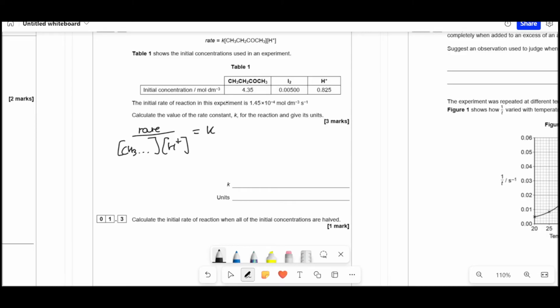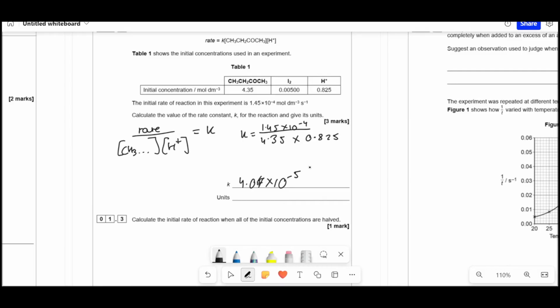So they've given you the concentrations. In order to work out k, it would be the initial rate, so 1.45 times 10 to the minus 4, divided by the CH3 compound concentration, 4.35, times the H+ concentration, which is 0.825. If we do that, 1.45 times 10 to the minus 4 over 4.35 times 0.825, we should get 4.04 times 10 to the minus 5.